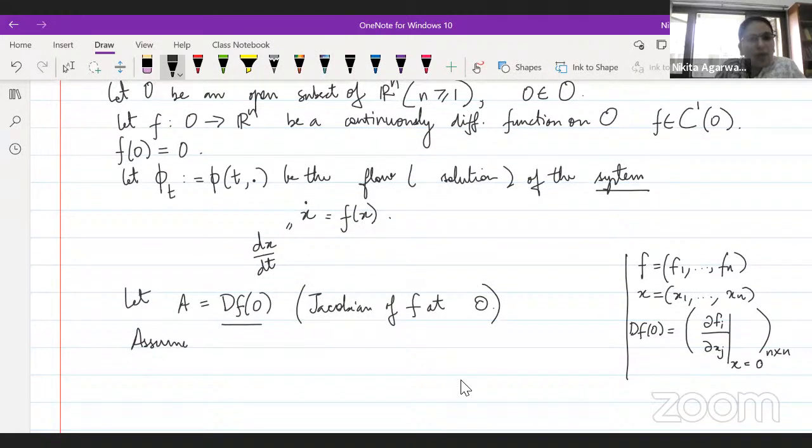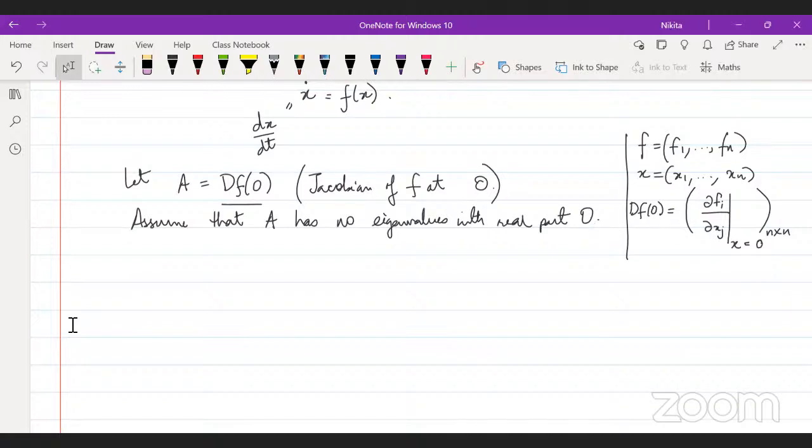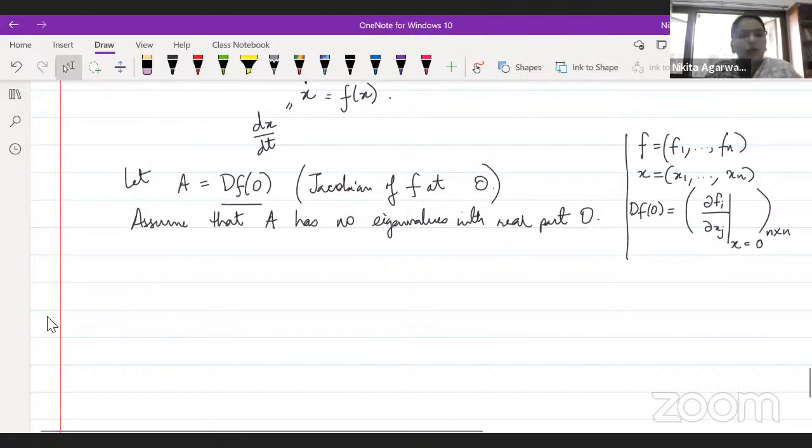So a very important hypothesis is to assume that A has no eigenvalues with real part 0. Okay. So what do you mean by this? What do you mean by real part 0? Real part 0 means that the eigenvalues are purely imaginary. Right? Is there any question? Okay. So there are no eigenvalues which are purely imaginary. Okay. So all eigenvalues are such that there is a real part, right? Either positive or negative. No condition on that. So such a matrix is known as a hyperbolic matrix, which is a very important term in dynamics.